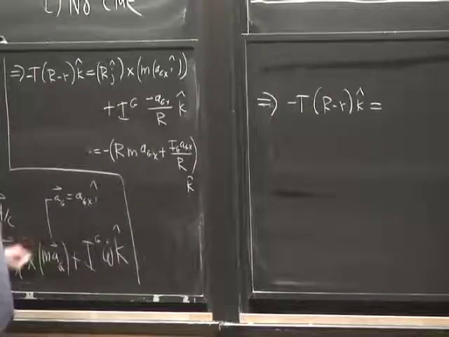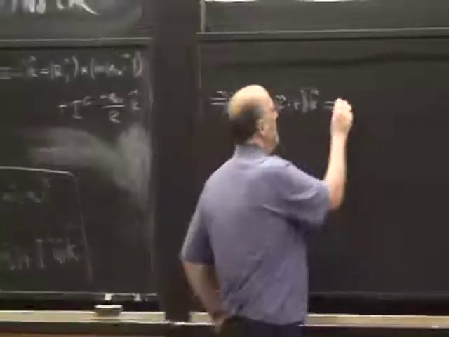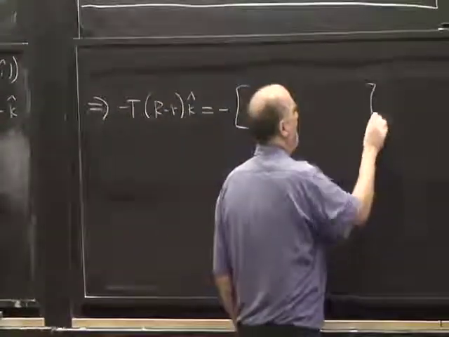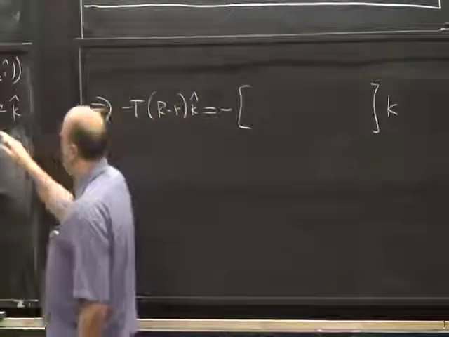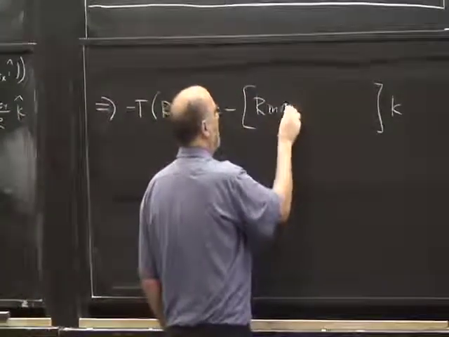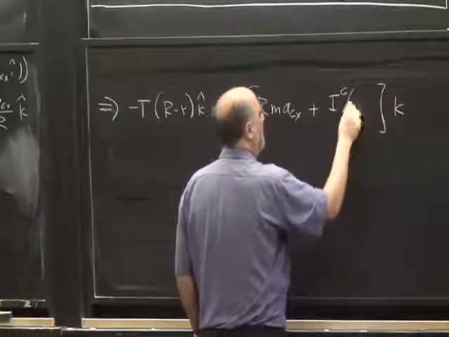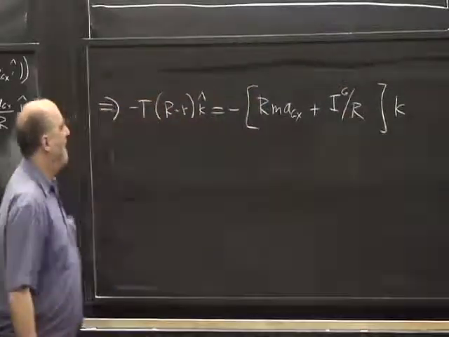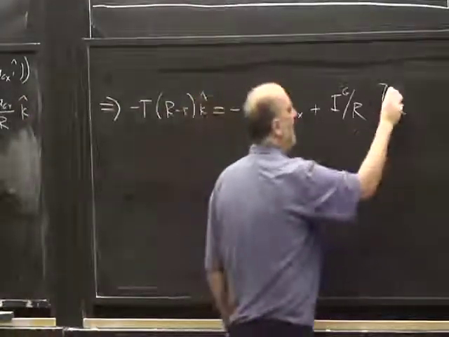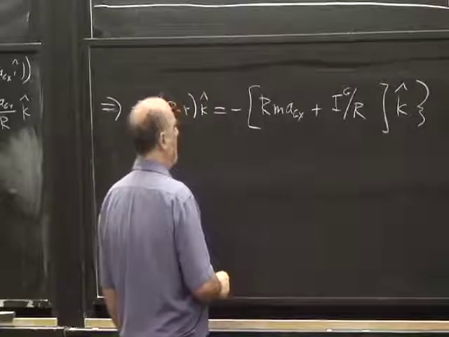Okay, we have negative something times k. And that negative something times k was an R m agx, and it was a plus Ig over r. Okay. Now we take this whole thing.